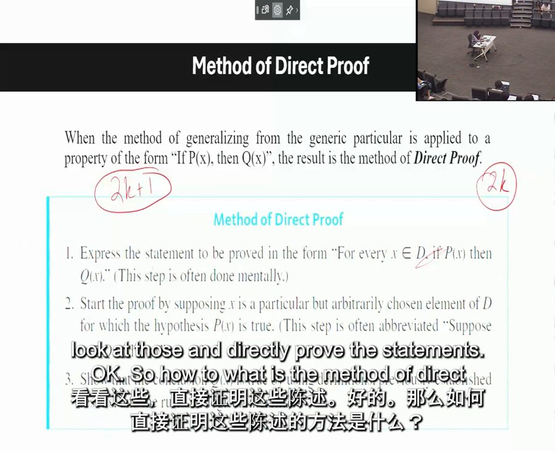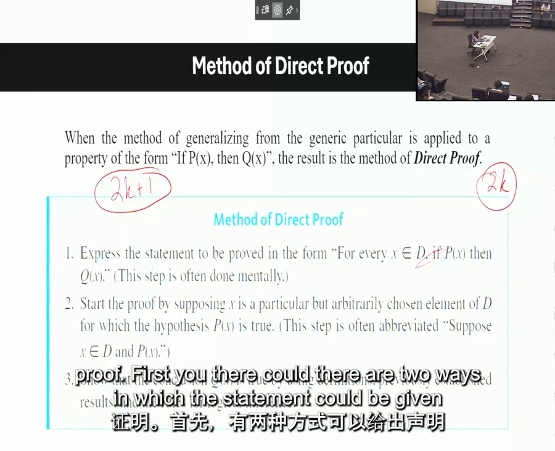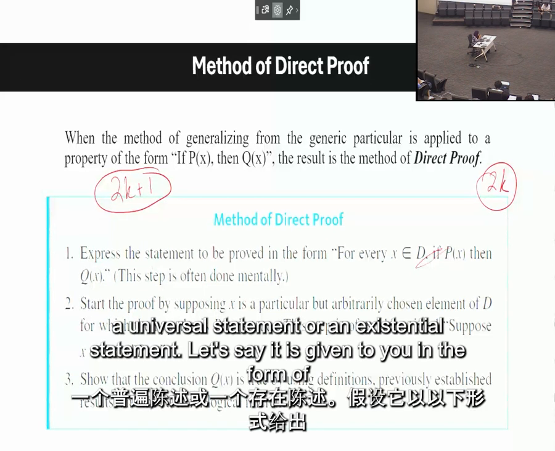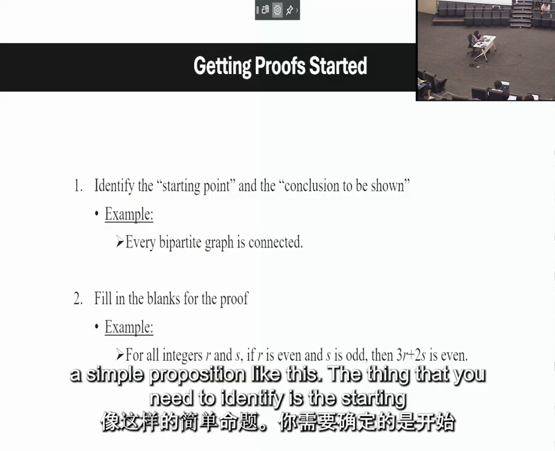So what is the method of direct proof? First, there are two ways in which the statement could be given to you. One is a simple proposition, and the second is a quantified statement, a universal statement or an existential statement. Let's say it is given to you in the form of a simple proposition like this.